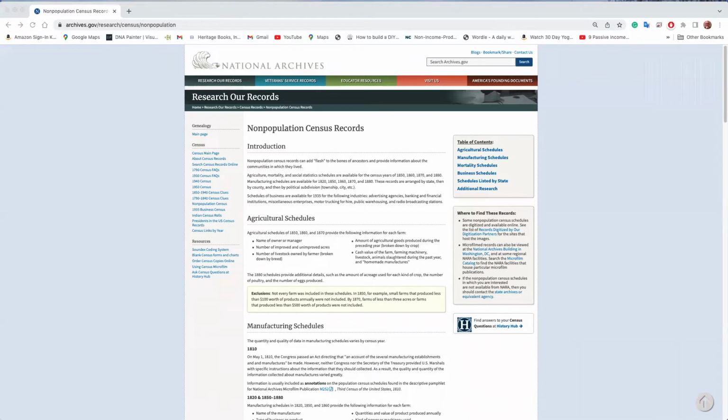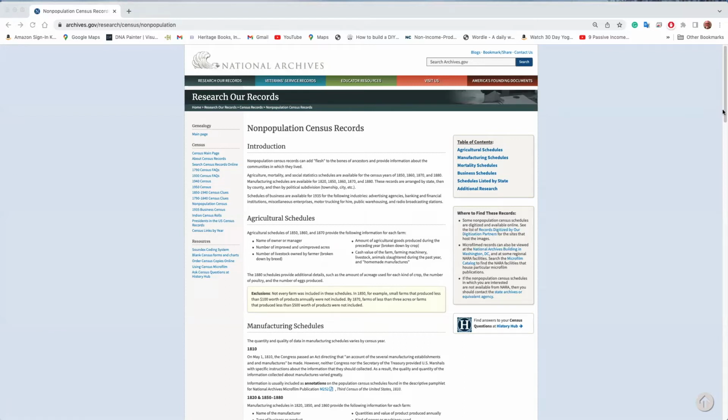So if you'd like to know what non-population schedules are available, you want to go to archives.gov/research/census/non-population, without a dash between the non and the population. And this will take you to a web page at archives.gov in the Research Our Records section called Non-Population Census Records. There's probably a way to get to it from the main Research Our Records page, but I just don't see it. But anyway, going back here, we can see the agricultural censuses.